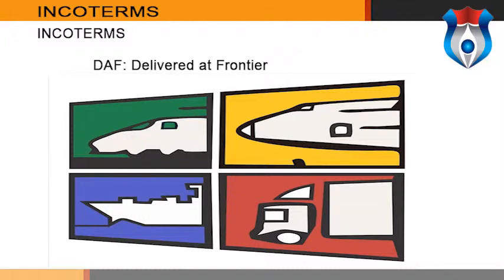DAF, delivered at frontier. Seller delivers when the goods are placed at the disposal of the buyer on the arriving means of transport, not unloaded, and cleared for export but not cleared for import at the named point and place at a land frontier. The seller bears all costs and risks up to this point but is not responsible for customs clearance, duty or taxes.